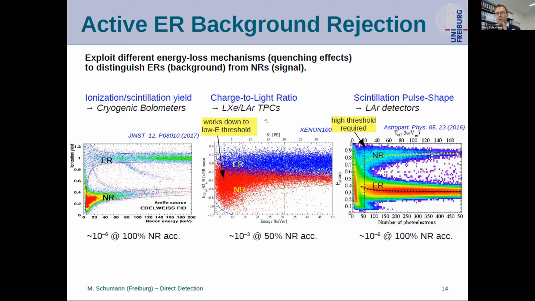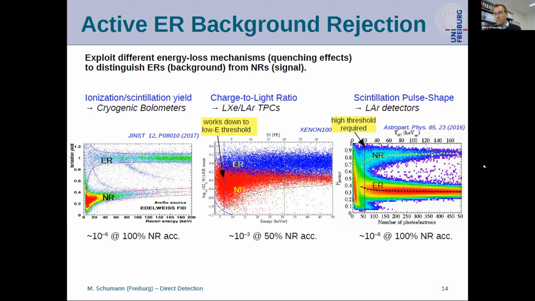For liquid xenon, liquid argon TPCs, you employ the charge to light ratios. You plot here the ratio of a light to a charge signal versus energy. And you see here's the electron recoil population, here the nuclear recoil population. What you see is that there are some experiments or some technologies where these bands are very well separated. So you get very high rejection factors at 100% nuclear recoil acceptance.